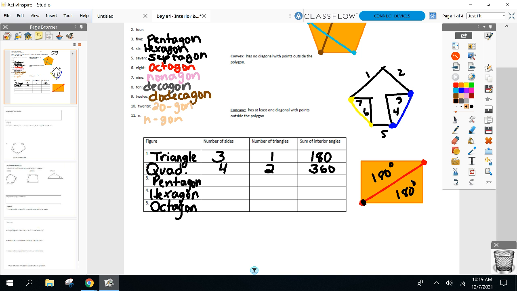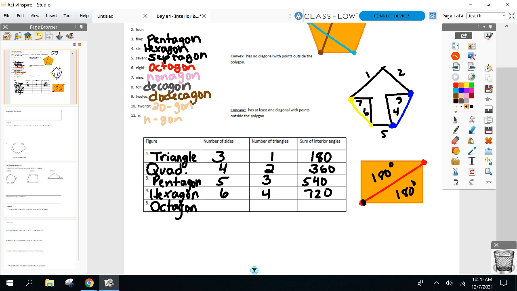All right, what do you say we fill in the rest of it? And you guys tell me if there's a pattern or not. Pentagon, we know there's 5 sides. Anybody find the number of triangles formed in a pentagon from one vertice? 3. So that means 3 times 180, there's 540 degrees in every pentagon, correct. How about hexagon? 6 sides? How many triangles? 4 times 180. How many degrees in a hexagon? 720 degrees. A lot, right?